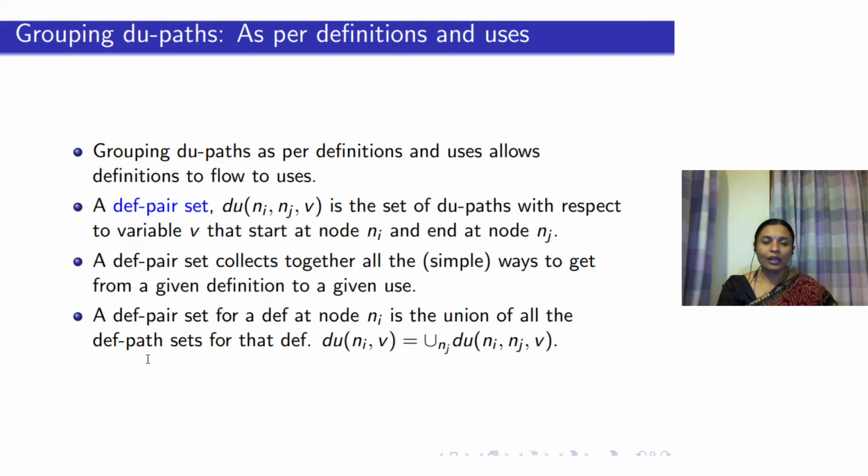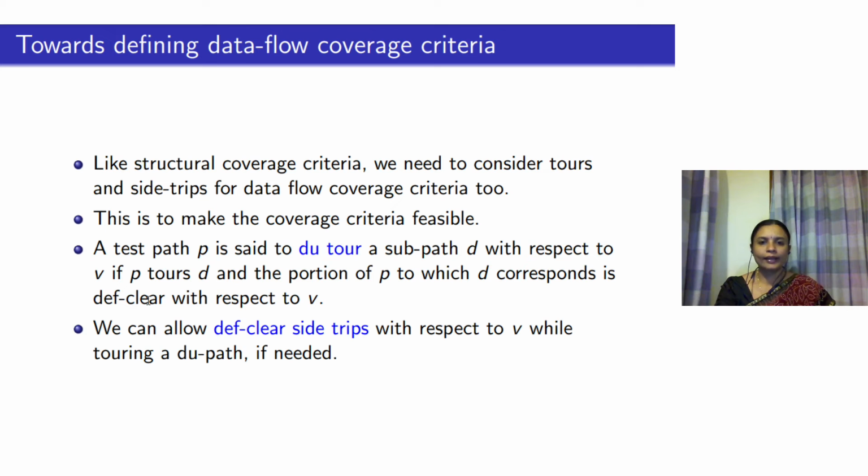So is it clear? Basically, there is no magic here. You take a variable, take a particular definition of a variable at a particular node. If you consider all possible DU paths, then you consider all possible uses ending at all possible nodes. Or you could say for this variable with the definition beginning at this node, I consider use at a particular node nj, and that becomes a def pair set. So this is another kind of grouping. So let me go back down below.